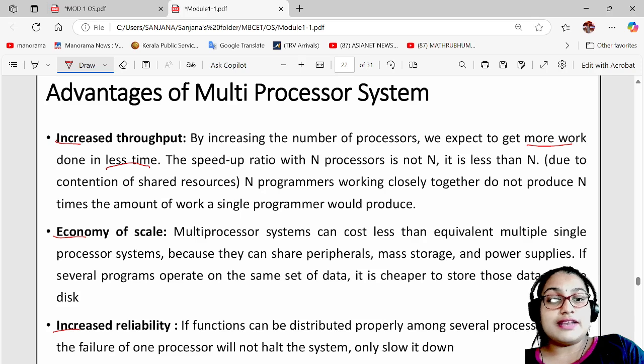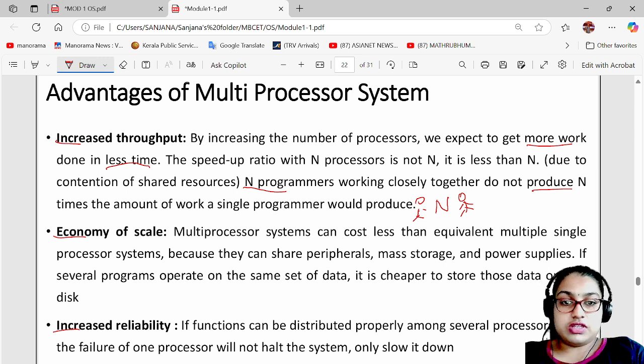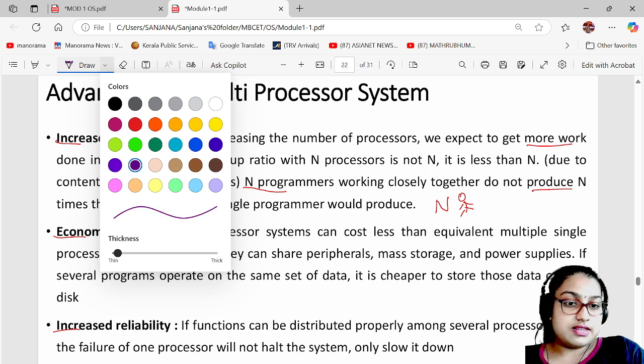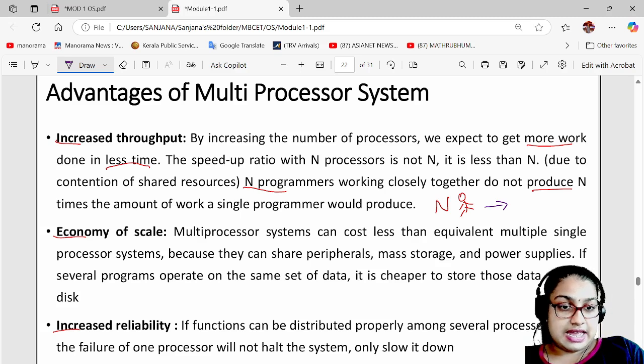The speedup ratio with n processors is not n, it is less than n. Due to contention for shared resources, n programmers working closely together do not produce n times the amount of work a single programmer would produce. You don't need to get confused with all these n ratios. Say there is just one user and his name is n. His work done is n, and he can produce n number of things.